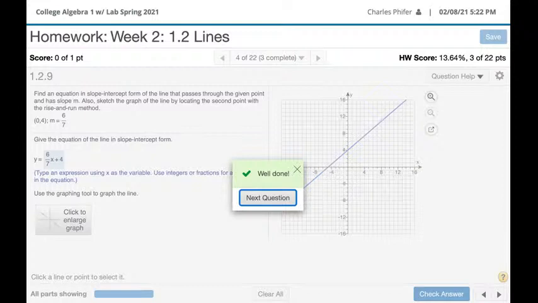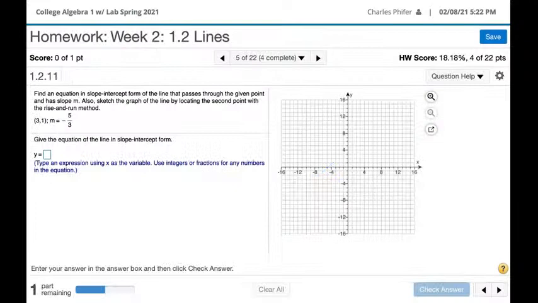Let me see the time. Okay, find an equation in slope-intercept form. This is kind of a repeat. So practice makes what? Hopefully you did not say perfect. Practice makes improvement, right?